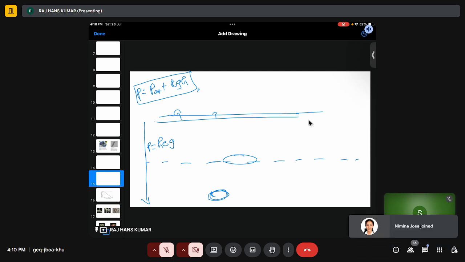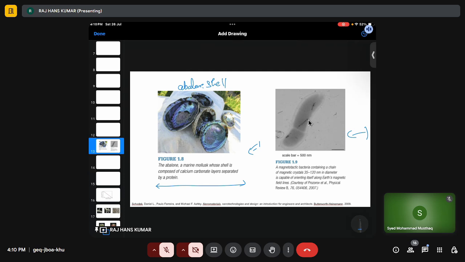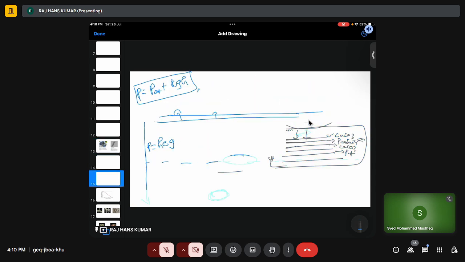The interesting thing comes from the magnetic particles. You can see this is the magnetotactic bacteria, and you can see these dark spots. These are the magnetic particles, or you can say nanoparticles. They contain a chain of magnetic crystals, 35 to 120 nanometers in diameter. You can see a chain of magnetic particles there. Now, how will it help?